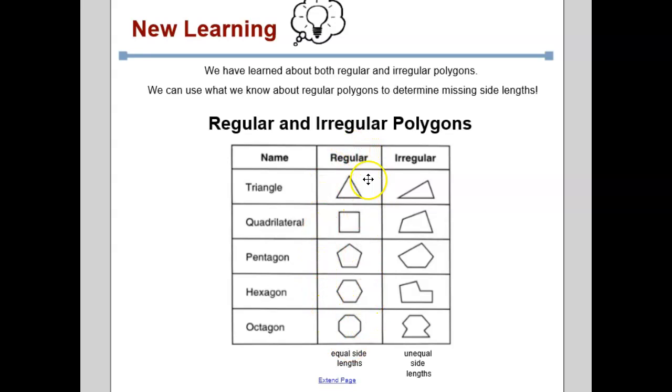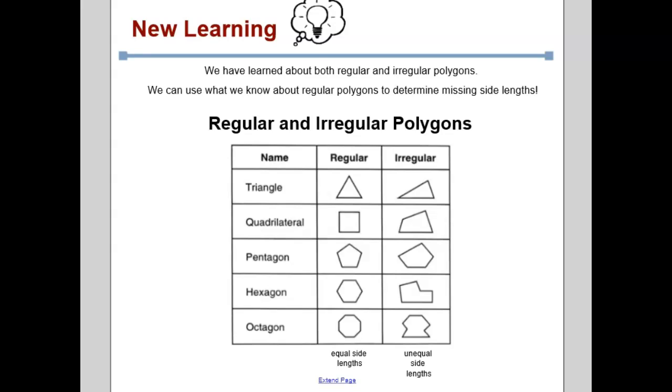Do you notice that all of the regular polygons in this column have all equal side lengths? This is going to be really, really important because if I know one of the side lengths, then I know all of the remaining side lengths as well. So wonderful.